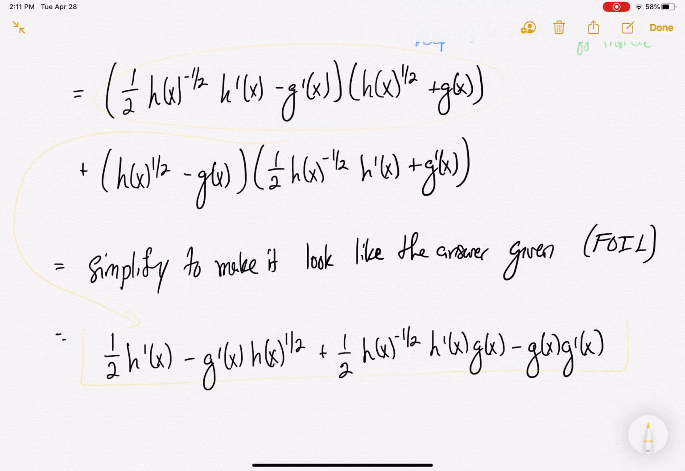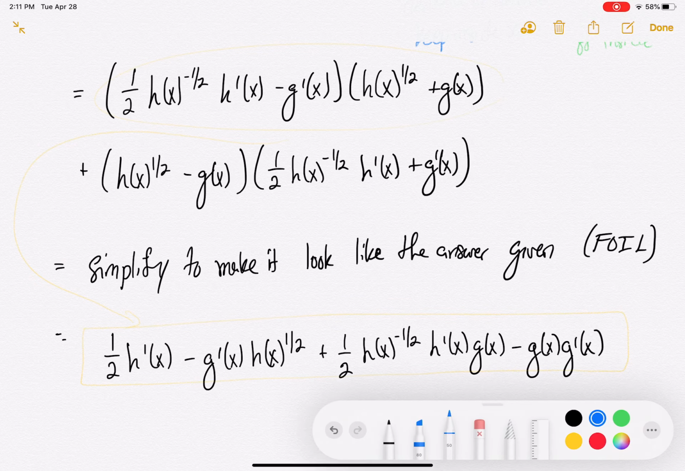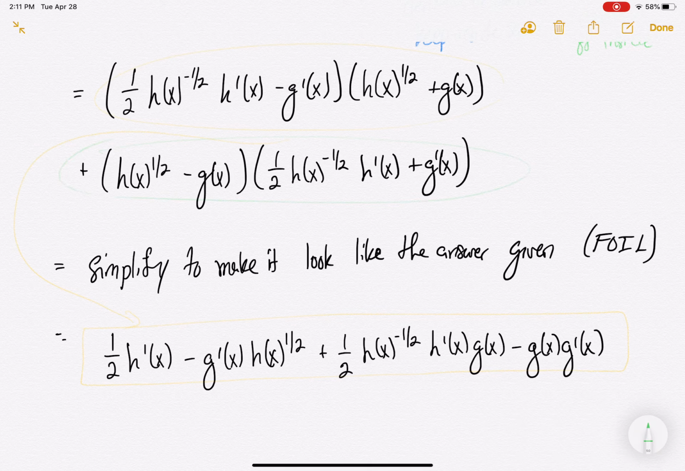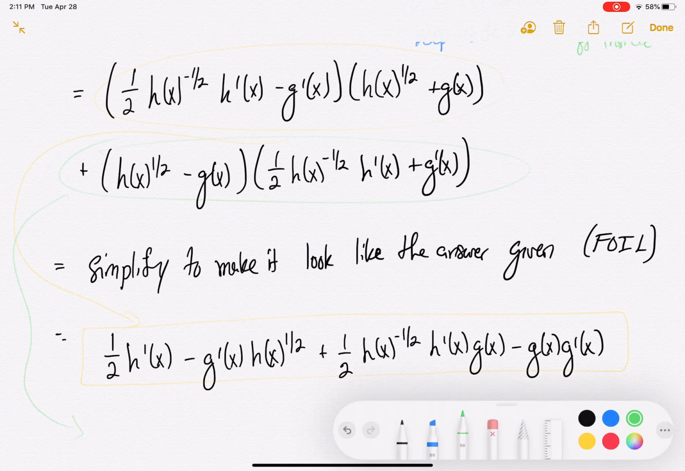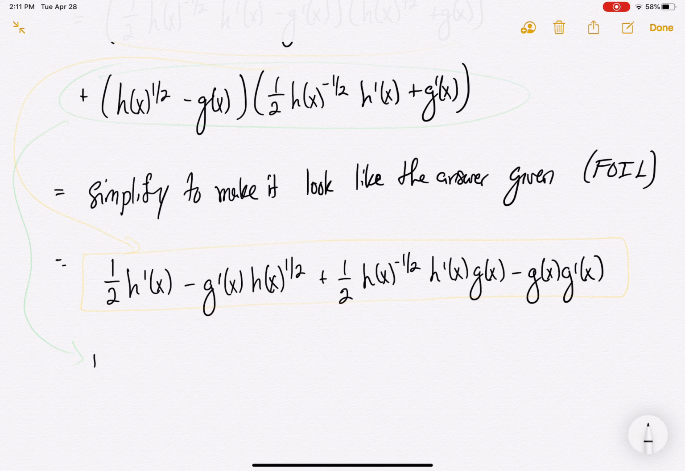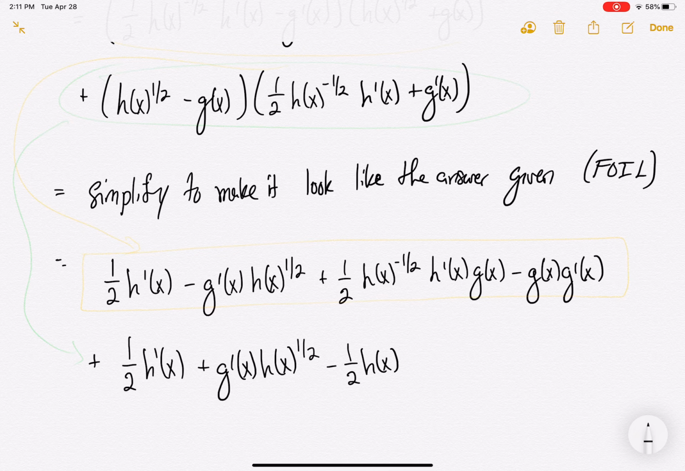So that's me foiling the first part, and then me foiling the second part is going to look basically the same, or very similar. 1/2 h prime x. This is now going to be plus g prime x h x to the 1/2, and then this is going to be minus 1/2 h x to the minus 1/2 h prime x g x, and then we're going to end up with minus g of x g prime of x.